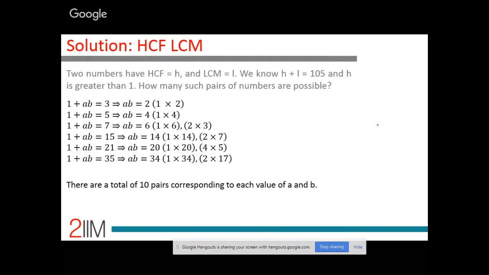The moment you extract the HCF, you're going to be left with co-prime numbers. That's vital. So you have to maintain that rigor throughout. We finally get to 10 pairs. Right. Tough question, not because of funda, but because there are 10 pairs.